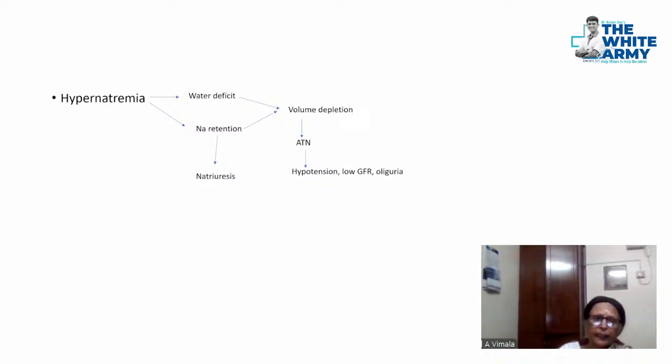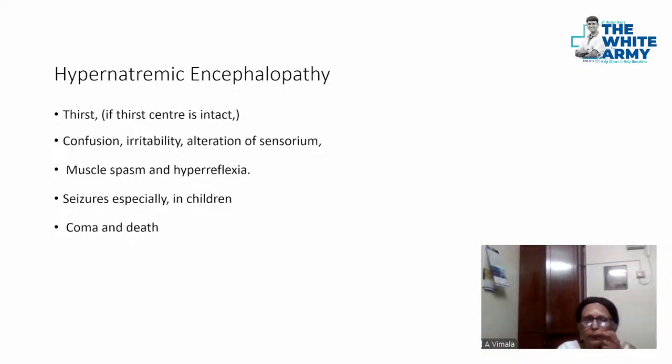Sodium retention results in natriuresis. So in hypernatremia, there is water deficit. If there is also sodium retention, water deficit can produce ECF depletion, acute tubular injury, resulting in renal failure. The important neurological complication is hypernatremic encephalopathy, characterized by excessive thirst, confusion, irritability, alteration of sensorium, muscle spasm and hyperreflexia, seizures, especially in children, and it may be an important cause for the mortality. They become comatose and we lose the patient.